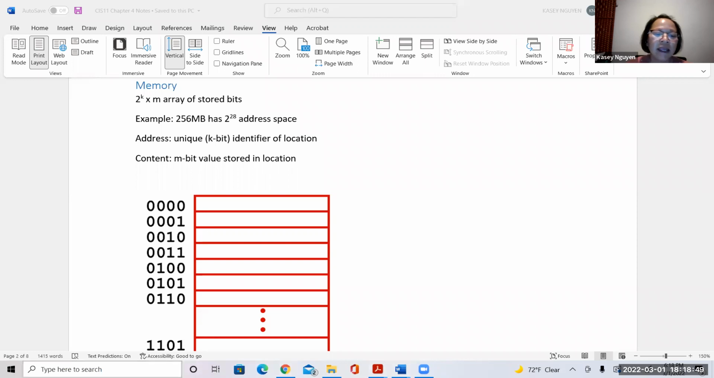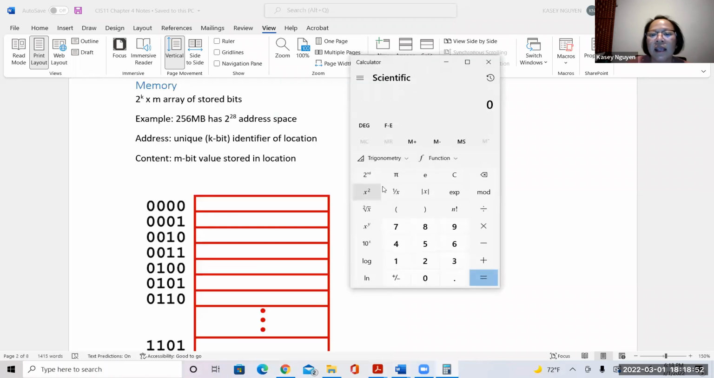So if I take my calculator and calculate 2 to the power of 28, I would get 268,435,456 different addresses. So that's the address space for 256 megabytes. Okay. So the way that we identify this is that you would have a unique location, which is the number of bits. And in LC3, we would see that that will be 16 bits for each location.